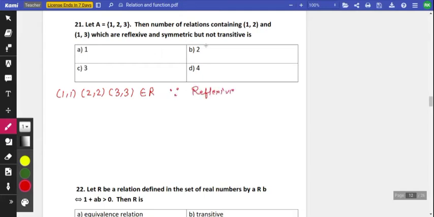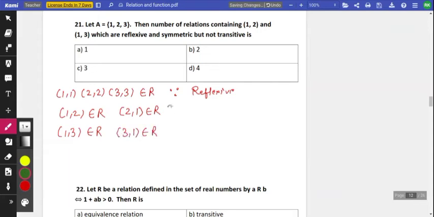To make the relation symmetric, if (1,2) belongs to relation R, then (2,1) also belongs to relation R. If (1,3) belongs to relation R, then (3,1) also belongs to relation R. This makes the relation symmetric.